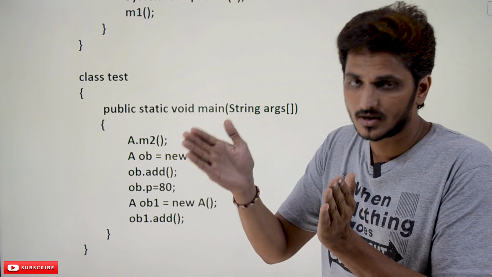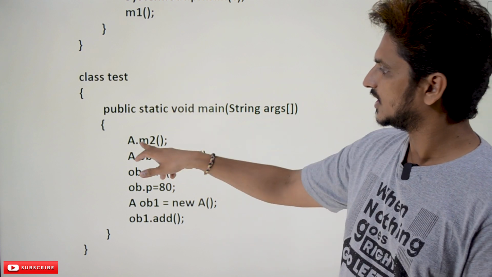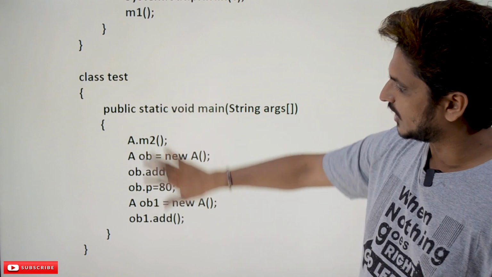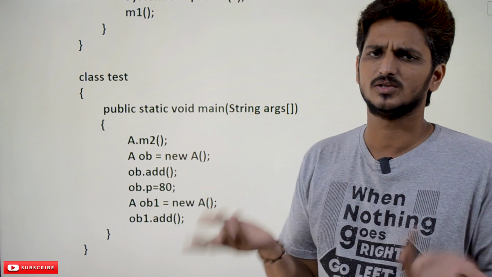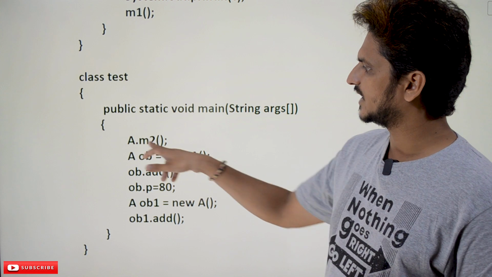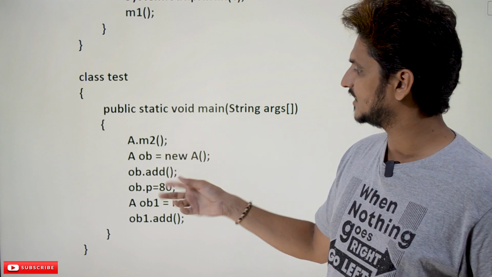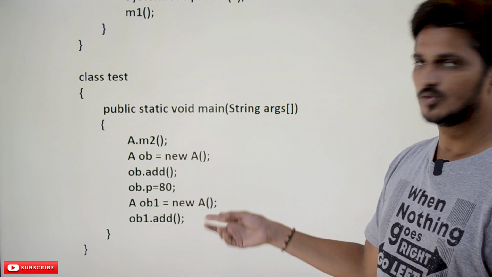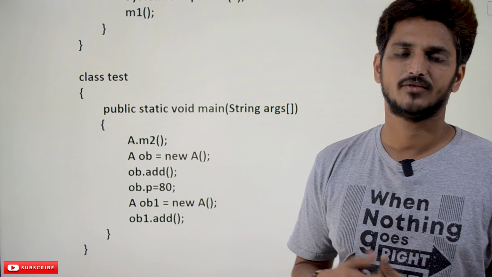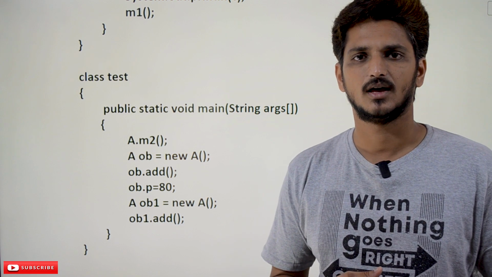After loading your class, immediately static blocks are going to be executed. Now the remaining code, whatever we have written in the main, is the code which we discussed in our previous examples also. We are not going to do it again. A.m2 we are calling a static method. It is accepted using the class name. We are creating an object and we are modifying. We are creating another object and we are modifying in a different way. We are calling the methods and we are using the variables.